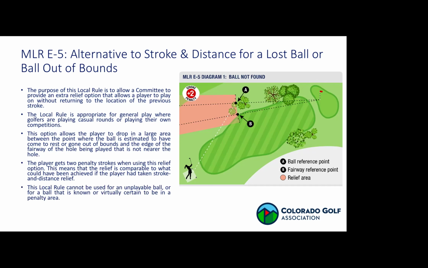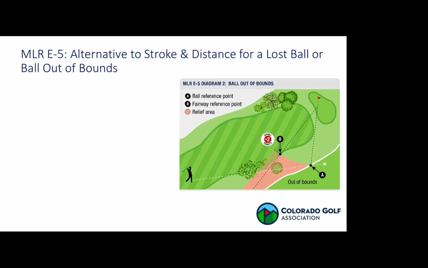And a good note there at the bottom, this local rule cannot be used for an unplayable ball or a ball that is known or virtually certain to be in a penalty area. So this is really only for a ball not found in the general area or out of bounds.